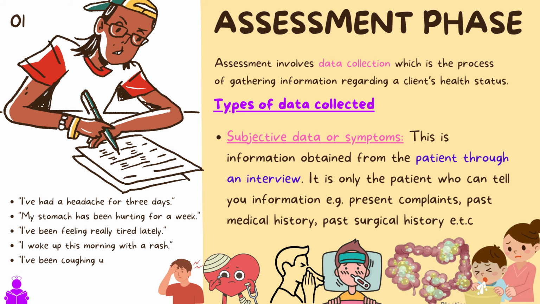Now, the information we obtain in data collection is going to come in two types. First, we have subjective data, which is what your patient tells you. We often call these symptoms. It is their experience, their perspective. Think of things like, I have a headache, or my stomach hurts, or I'm feeling really tired. Only the patient can provide this information. It's all about their feelings and what they are experiencing.